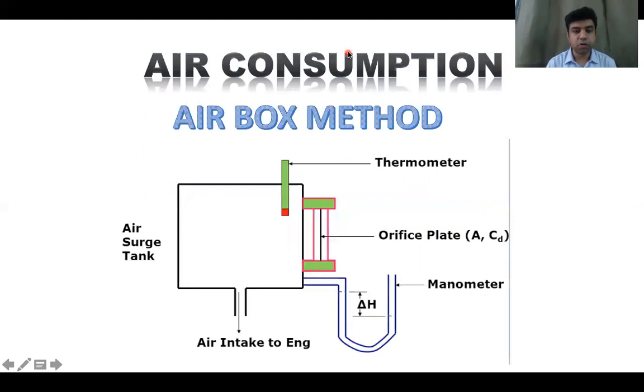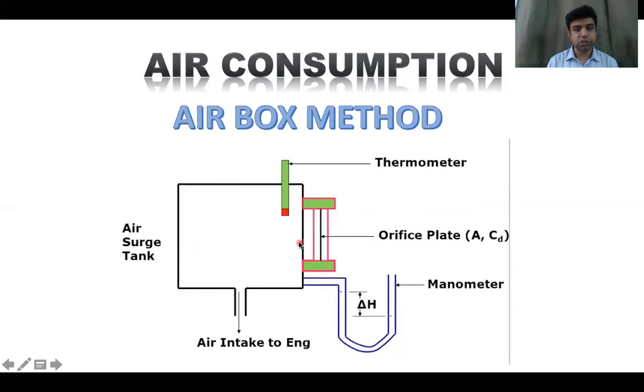The instrument or technique which we are using to measure the air consumption is the airbox method. Let us first understand the construction of the airbox, then we will understand its working. As shown in the figure, we have one surge tank. This surge tank is storing the air. From this surge tank, air will pass to the engine. This surge tank has an orifice at one of its ends through which fresh air can be taken inside.